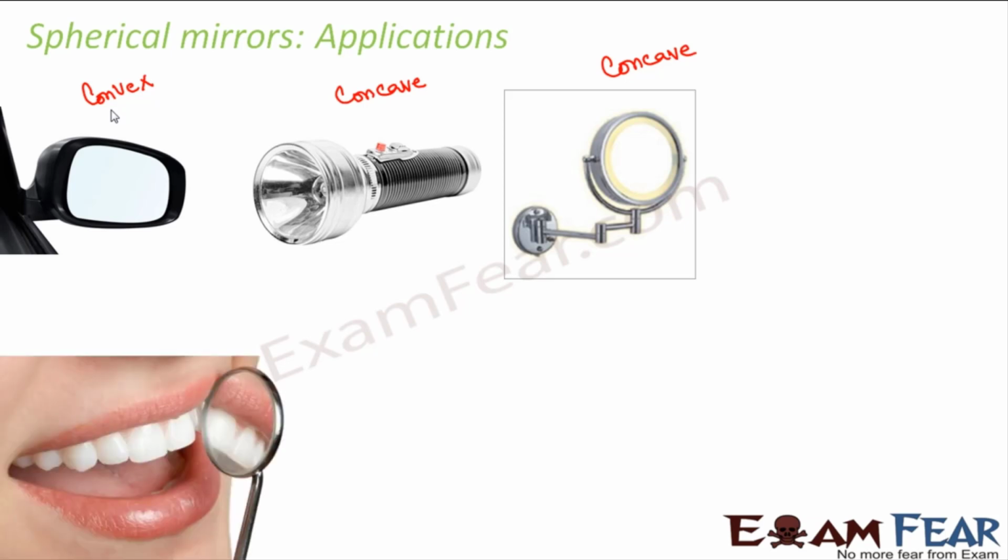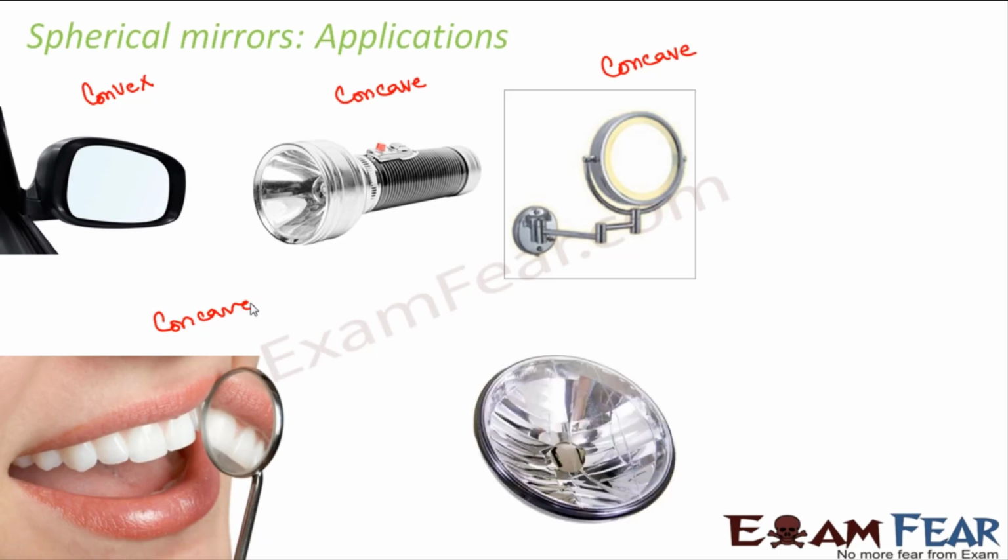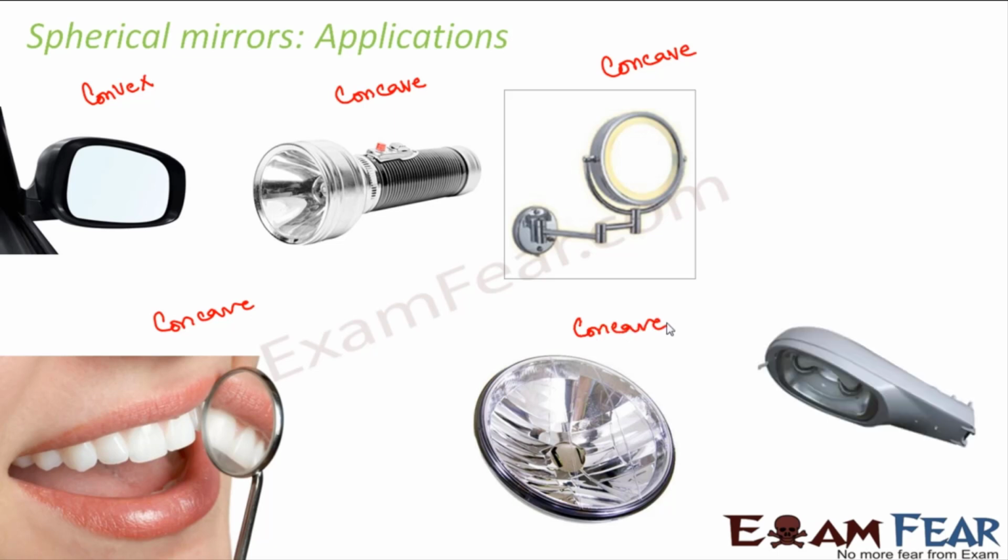Next is the dentist mirror. You would have seen that when you visit a dentist, he uses a mirror to have an enlarged view of your teeth. So whenever you want an enlarged view, you will go for a concave mirror. Next is the vehicle headlights. Again, the purpose of vehicle headlights is the same. They want to focus light on a specific area. So since the purpose is to focus light, that means they want to converge the light rays. So we will use the converging mirror, that is the concave mirror.